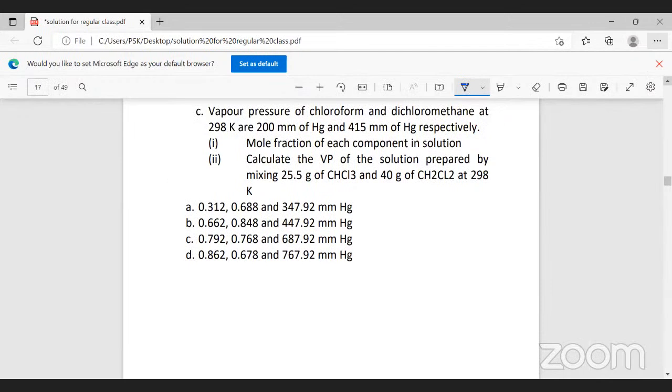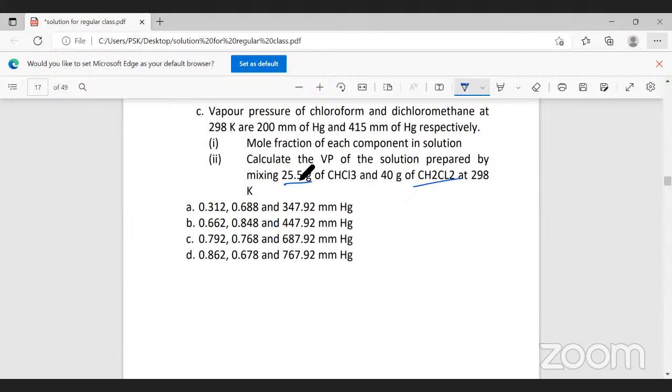The next problem. The vapor pressure of chloroform and dichloromethane at 298 Kelvin is 200 millimeters of mercury and 415 millimeters of mercury, respectively. What is the mole fraction of each component? And calculate the vapor pressure of the solution prepared by mixing 25.5 grams of chloroform and 40 grams of dichloromethane at 298 Kelvin.